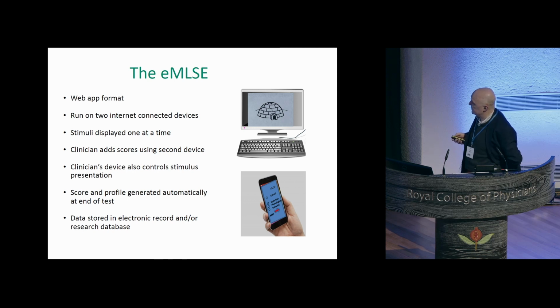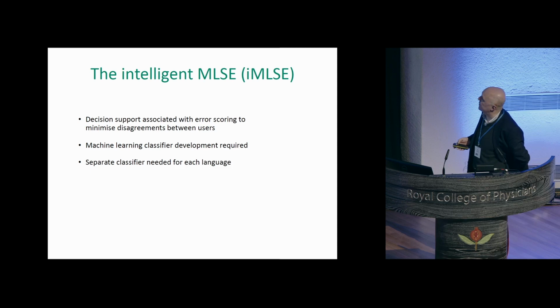And that decision tree can also be applied, and if they fall into one of the classical categories, then it would tell you that as well. And data obviously can automatically be stored in an electronic record or in a research database, or preferably both.